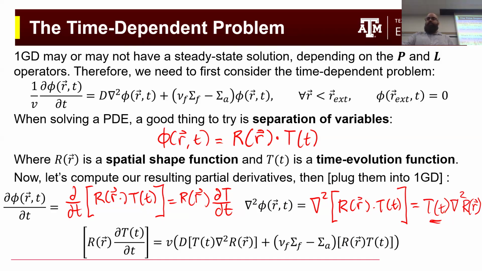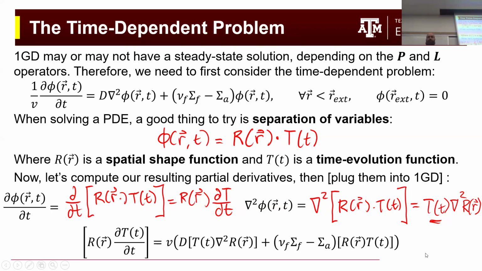So we can plug these definitions into the one group diffusion equation. If we multiply both sides by v and then plug those definitions in, that's how we get here. This term right here is what we have on the left side. On the right-hand side, we plug in this definition where we have the diffusion coefficient. So the T of t comes out, and then we have the Laplacian of that shape function. And on the second term on the right-hand side, we just have the flux by itself, so we get R of r times T of t.